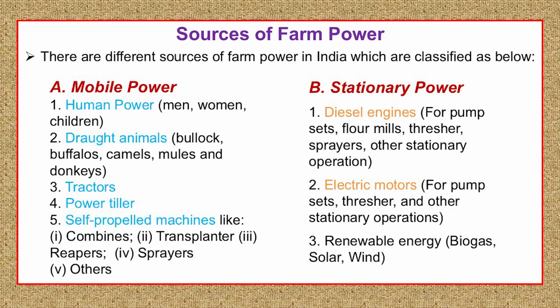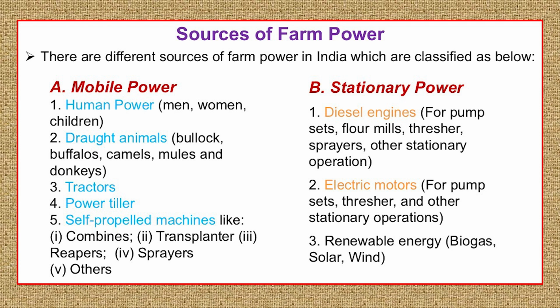The other classification of power sources on the basis of mobility is stationary power. Under stationary power, generally either diesel engines or electric motors are employed. They stay at a single point. From there, the power they generate may be used for several applications, like operating pump sets to lift water, or operating a flour mill for size reduction. You can operate threshers. We call them stationary threshers whenever they are fixed at one point. The crop thresher will not go to the field, but the crop from the field comes to the thresher.